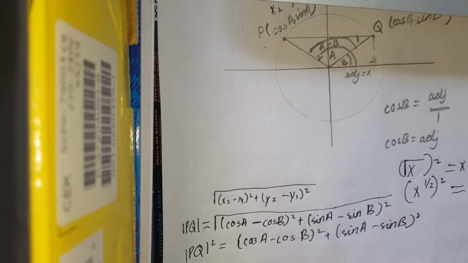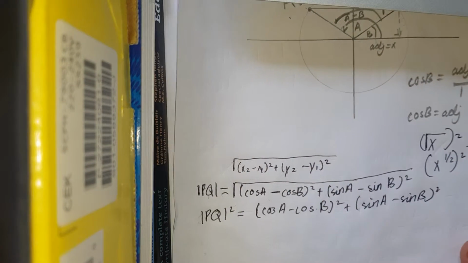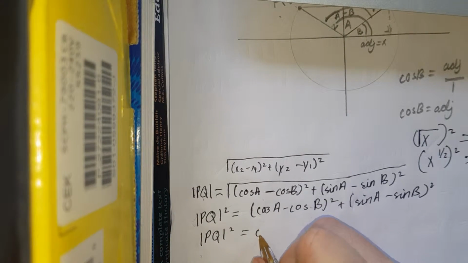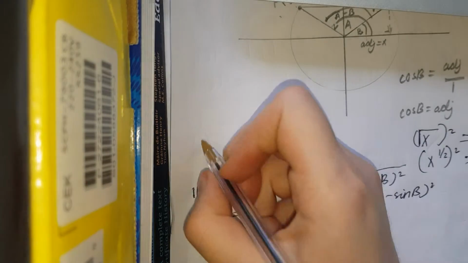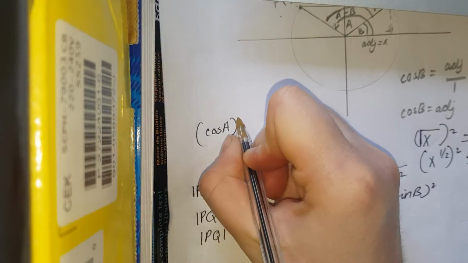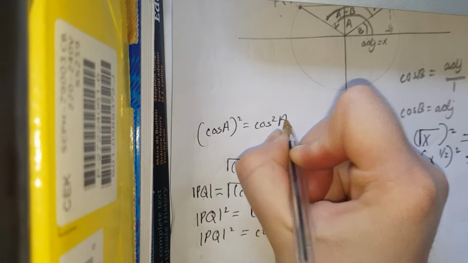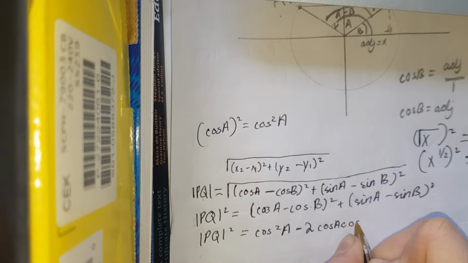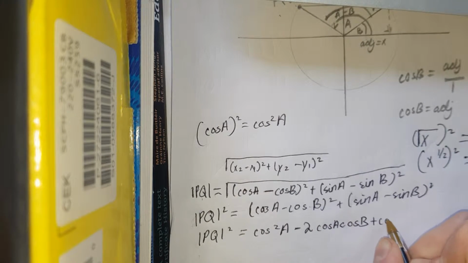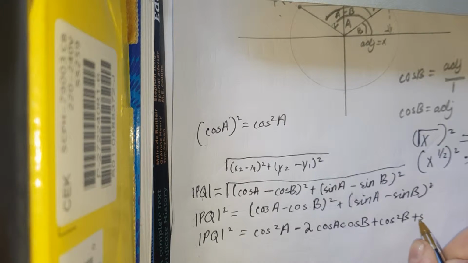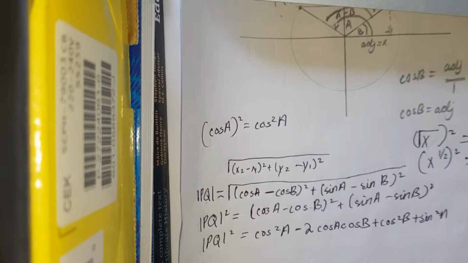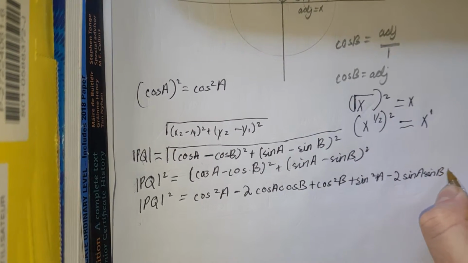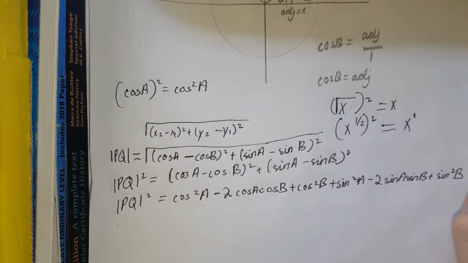And now we're going to multiply this out. When we do that, PQ squared is equal to cos squared A, because cos of A all squared we can write as cos squared A, minus 2 cos A cos B, plus cos squared B, plus sin squared A, minus 2 sin A sin B, plus sin squared B.